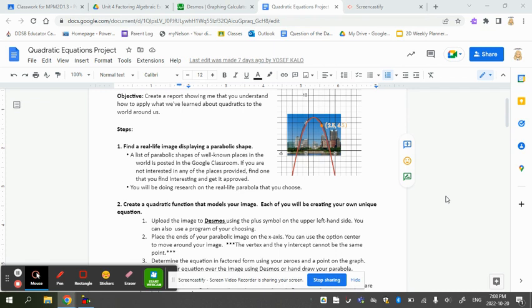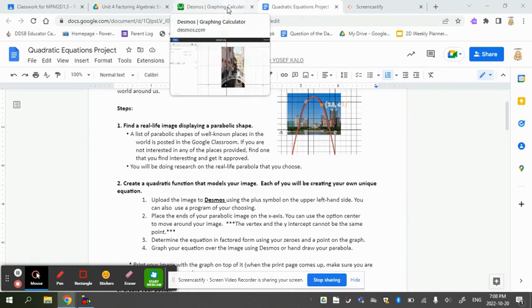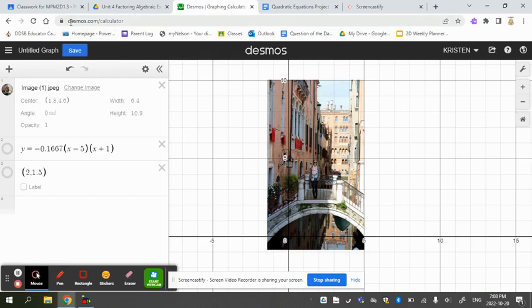Your next step, once you've got what you're going to research, you need to look up an image on Google. Find the image, save it, and then we're going to go to desmos.com. desmos.com/calculator is going to bring you to a graph. What we're doing is going to the plus button on the top left, click, add an image. The image that you just saved is what you are going to upload.